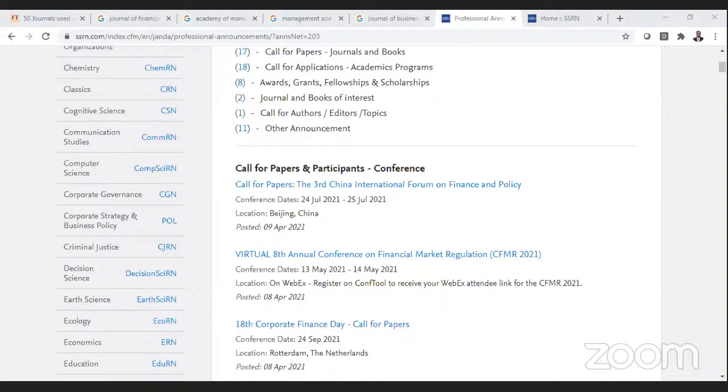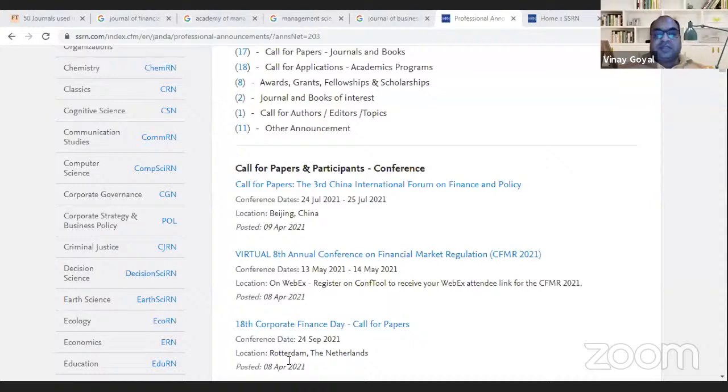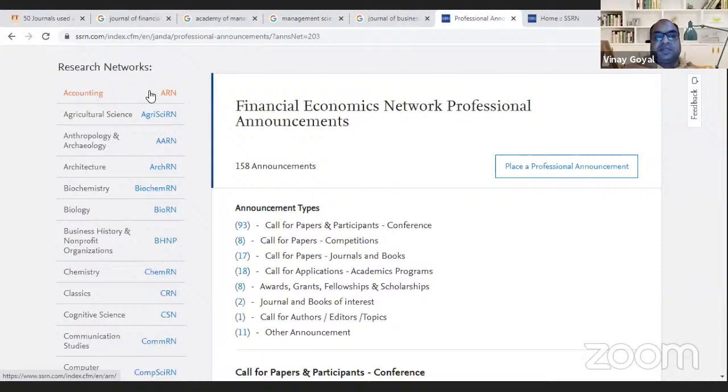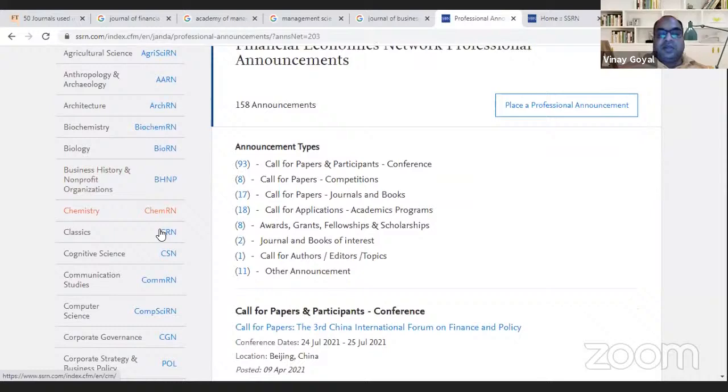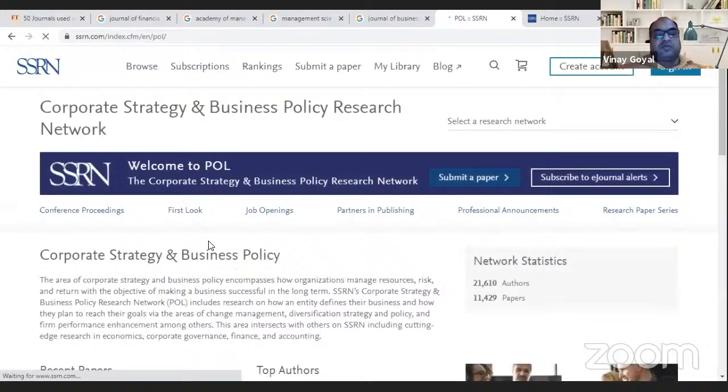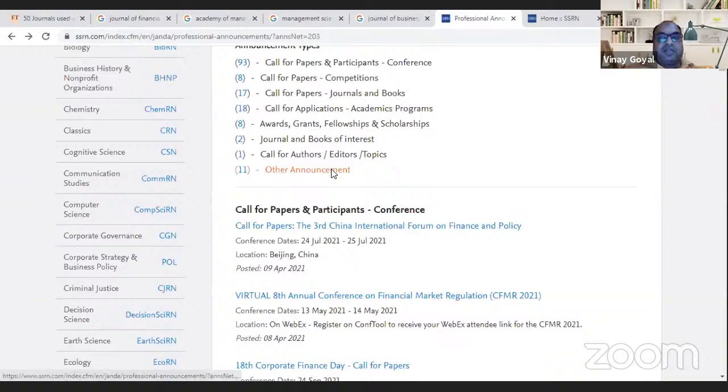Right, okay. Now you can see here, these are the various types of conference announcements which are happening. You can just go to any one, and on the left hand side you see various categories: accounting research network, biology, business history and non-profit organization, computer science, corporate governance, and these are different types of announcements. Say, for example, I want to see the announcements in accounting. So I will click on accounting.